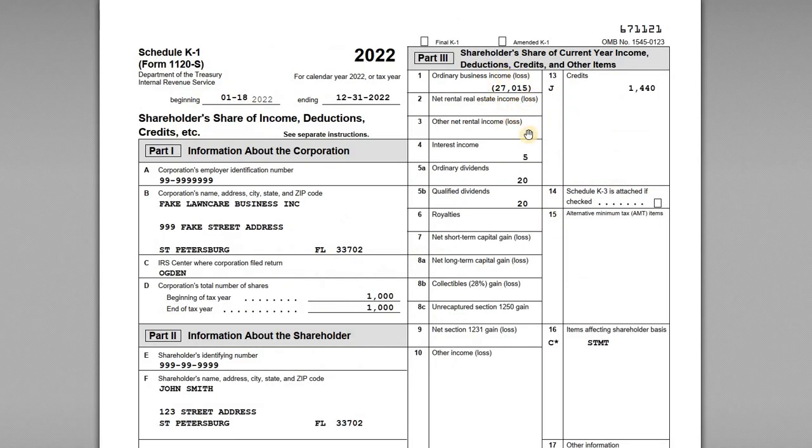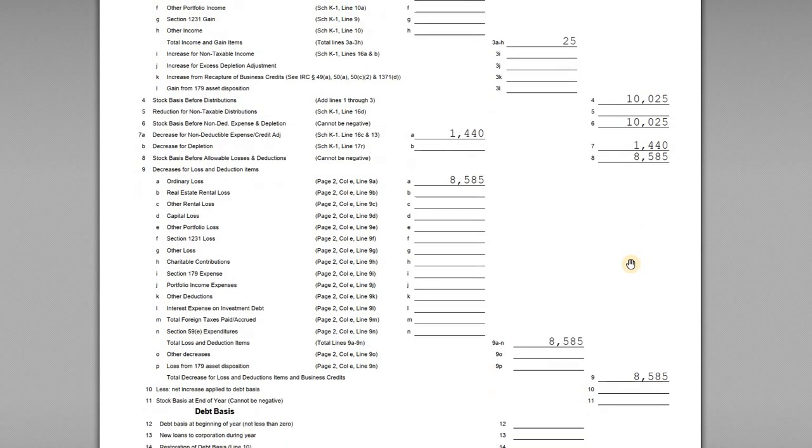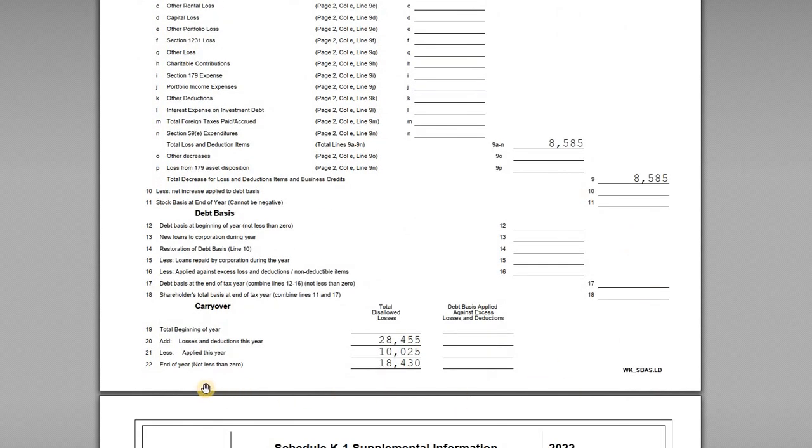Right, the $27,000, that is all the loss allocated to him, but because he doesn't have enough basis to absorb all of that, he has a carryover. And that's what this worksheet is highlighting down here, that there is a carryover amount for disallowed losses, right? He's going to have an $18,430 carryover amount. That's going to be losses carried over to the subsequent year.